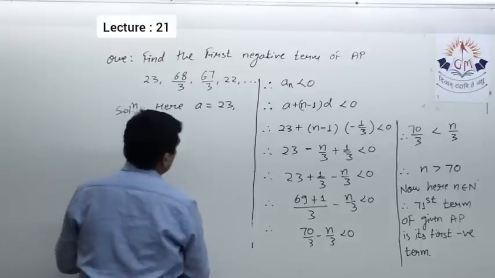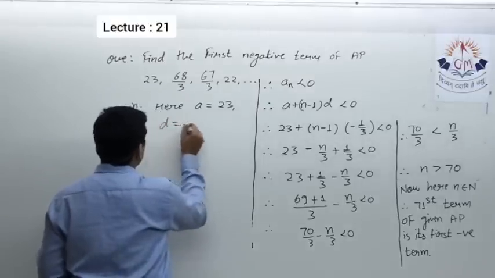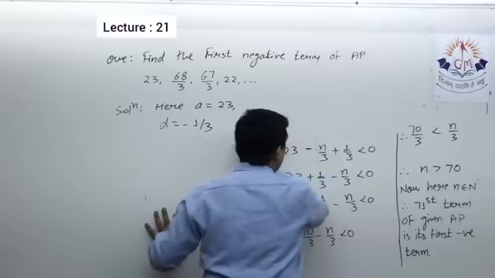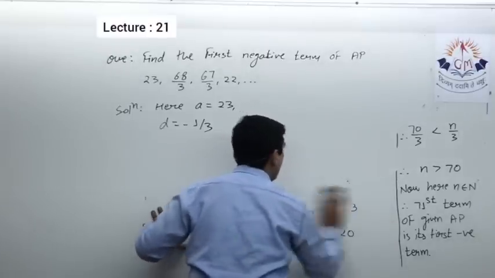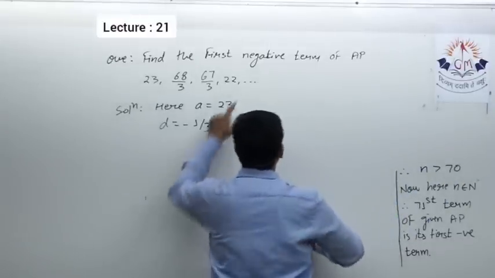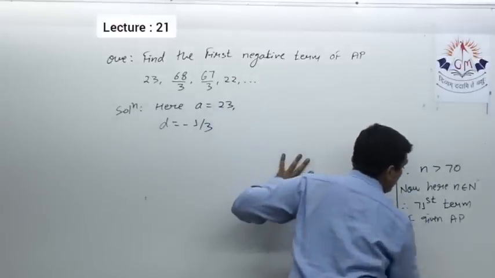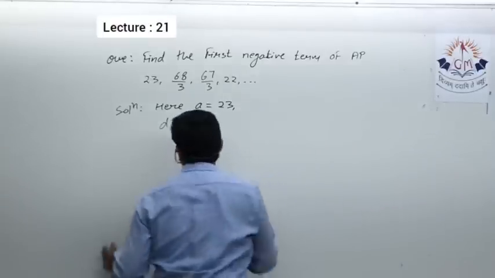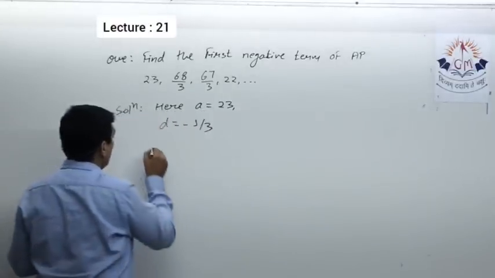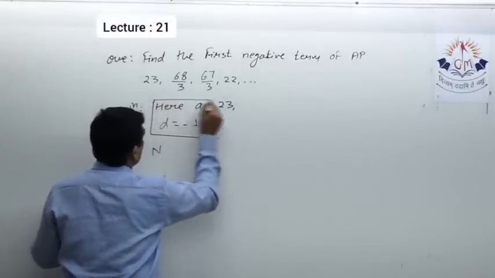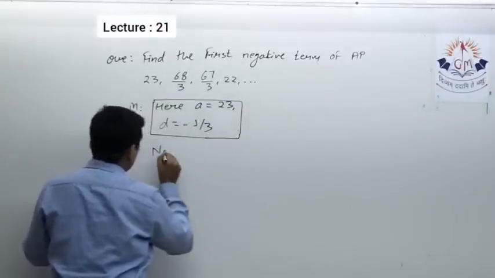D was minus 1 by 3. I am writing once again because I need this. Now we'll find the 71st term and that will be our answer. But to get the value of that term, first of all you have to find which term of the AP is the first negative term. So here we obtained that the 71st term is negative. Do not note down this once again.